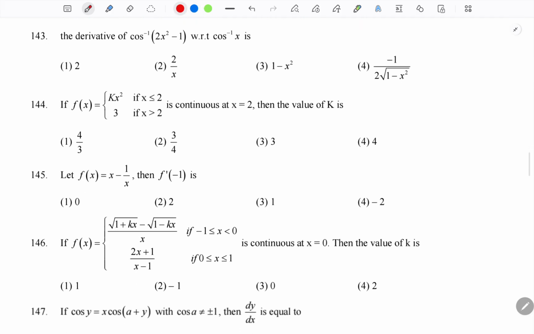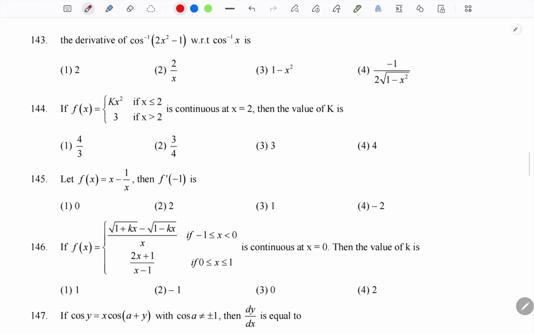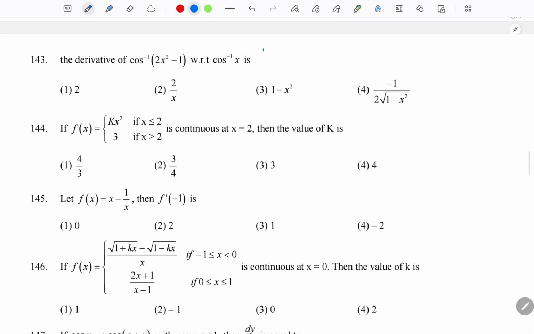Next, again it is a simple question, students. Just see, they are saying the derivative of this one with respect to cos inverse x. I will take one variable, let us take u, and this one is v. Then they are asking du by dv. That is the question. Now write down. First, let u equal to cos inverse of 2x square minus 1 and v equal to cos inverse x.